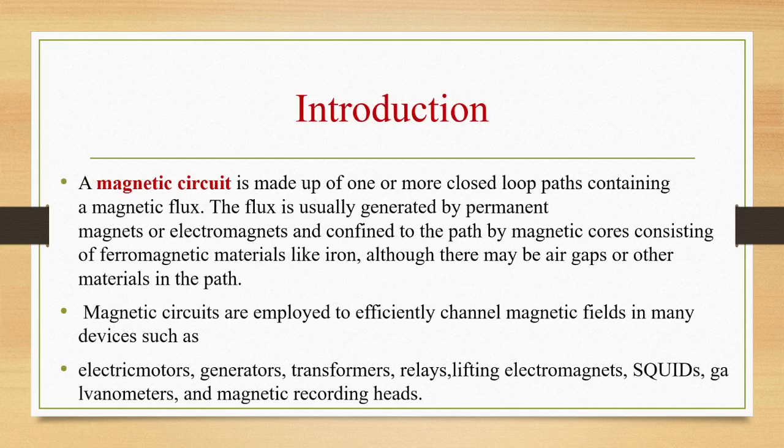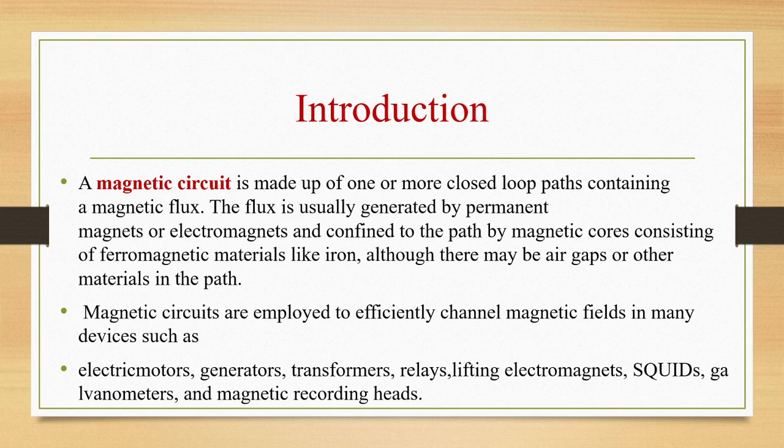So let us see the introduction. Magnetic circuit is made up of one or more closed loop paths containing magnetic flux. Flux is usually generated by permanent magnets or electromagnets, and it will be confined to the path by magnetic cores consisting of ferromagnetic materials like iron, although there may be air gaps or other materials in the path.